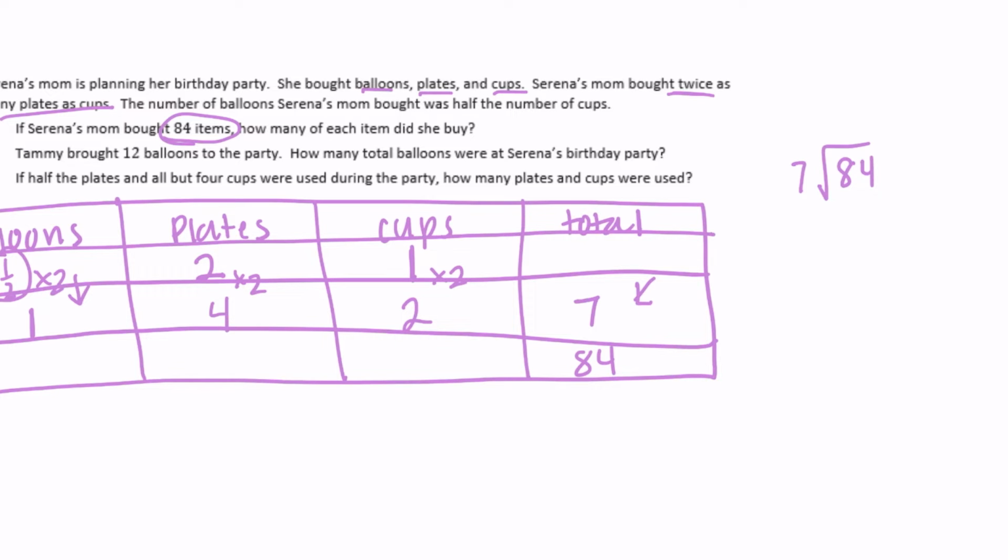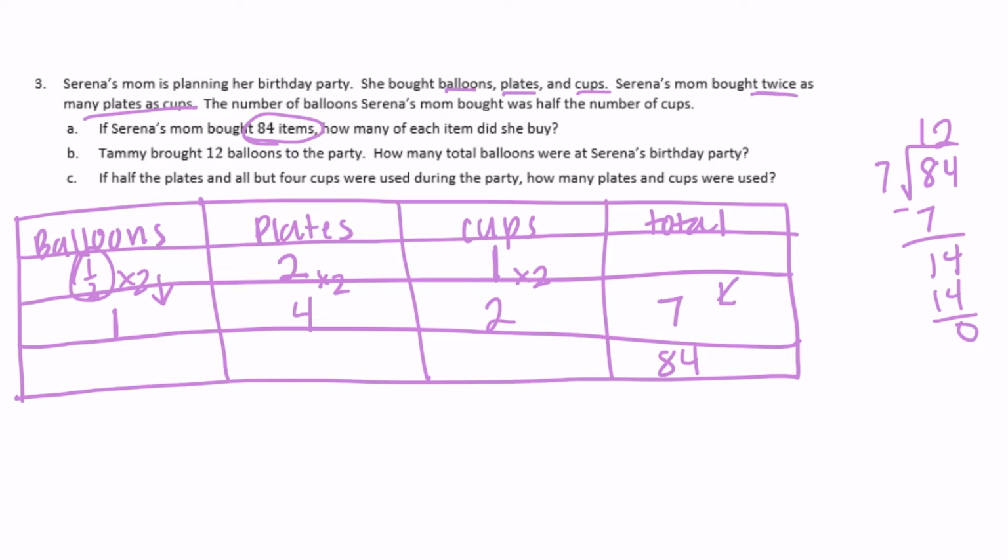So 7 goes into 8 once. 7 goes into 14 twice. So there would be 1 part is 12. So we would have 12 balloons. Now we need 4 parts. 12 times 4 is equal to 48. So there would be 48 plates and cups.